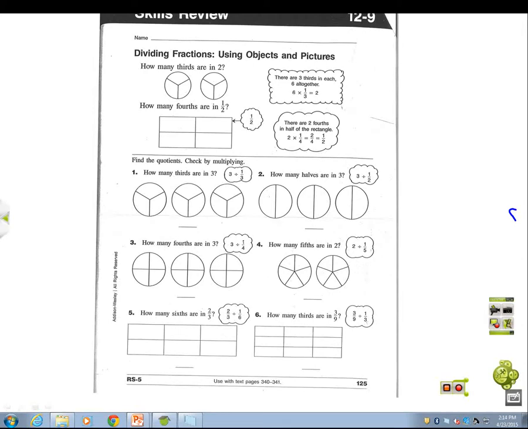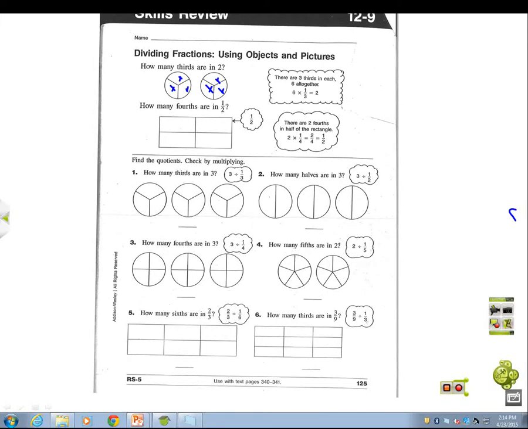How many thirds are in 2? Okay, so how many thirds are in there? Put little X's in there. 1, 2, 3, 4, 5, 6. And then look at what this says. 6 times 1/3 equals 2. Okay.